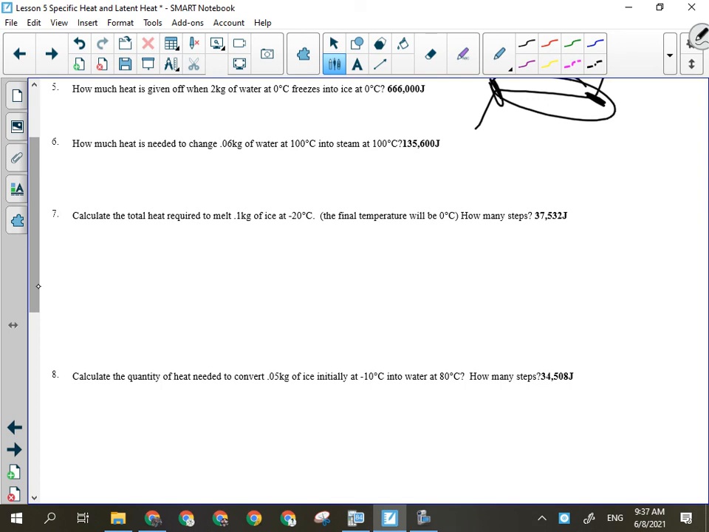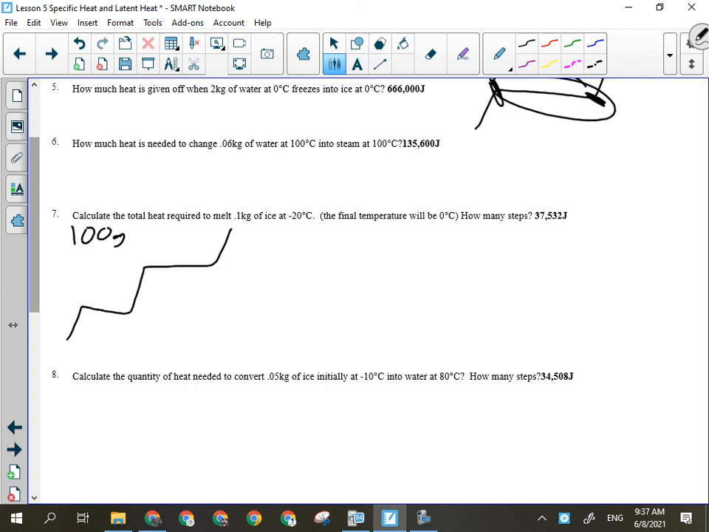Not 10. 100. Okay? There's 1,000 grams in a kilogram, right? Kilo means 1,000. 1,000 meters in a kilometer, 1,000 grams in a kilogram. All right, so I've got 100 grams of ice at -20.